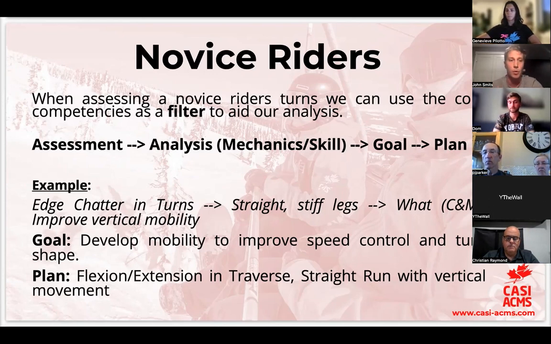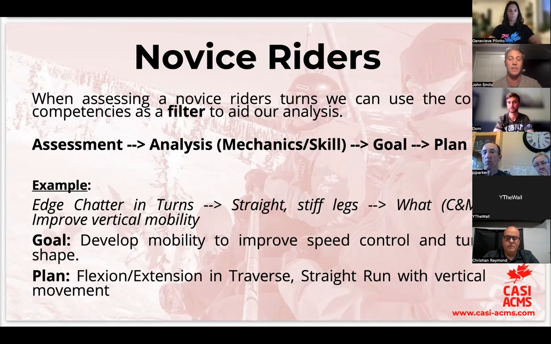For example, if we're watching a novice rider come down the hill and they're getting some edge chatter in the turns, it could be a number of different things. But in this instance, we can tell the student looks like they have really straight legs. So you could probably guess which core competency we would choose to focus on in this situation. This will be centered and mobile. So we really know that we need to improve that vertical mobility. So our overall goal is to develop mobility to improve speed control and turn shape.